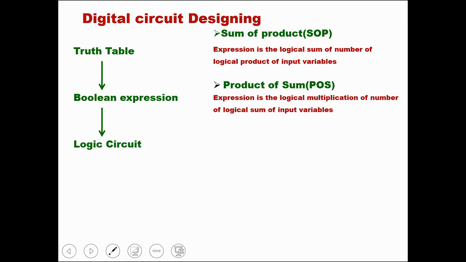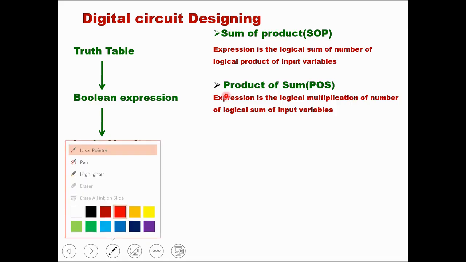Next, from the truth table, we have to achieve Boolean expression. From the Boolean expression, we have to achieve logic circuit. From the truth table to the logic circuit, we have to follow two methods. One is sum of products, another one is product of sum. Sum of products means that expression is the logical sum of number of logical product of input variables.